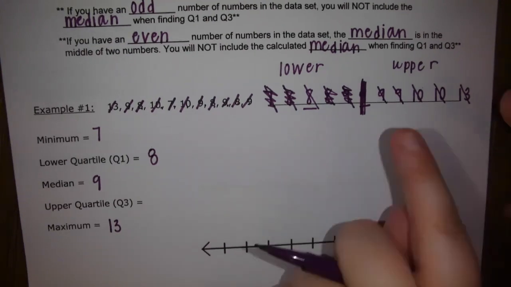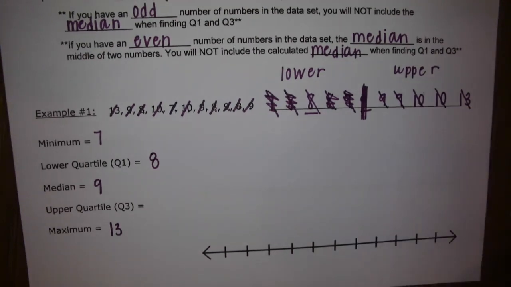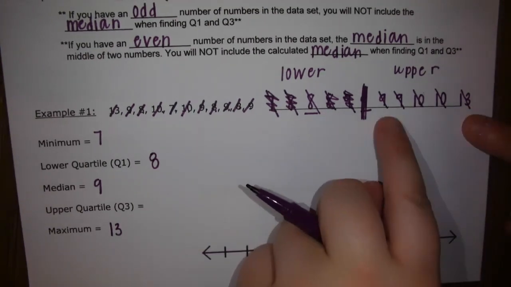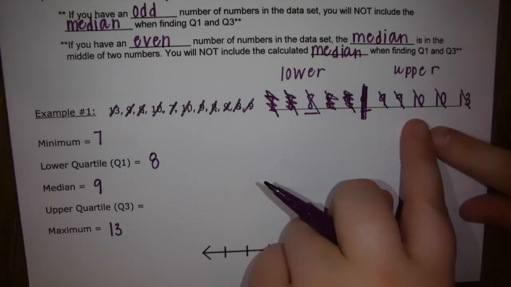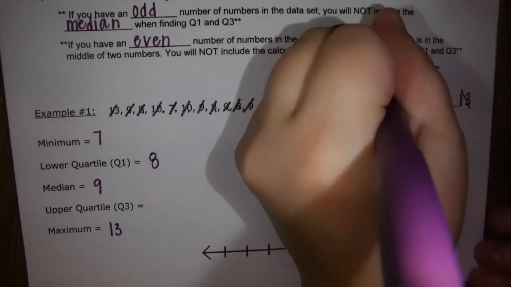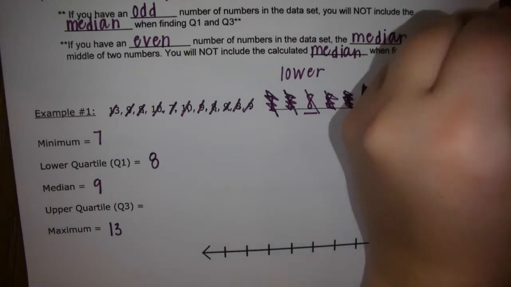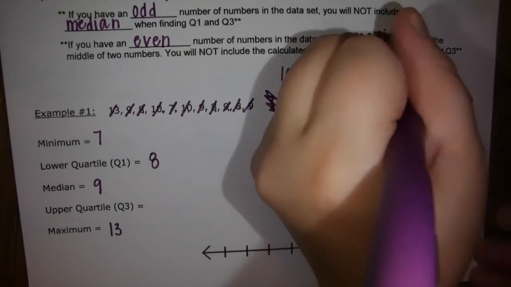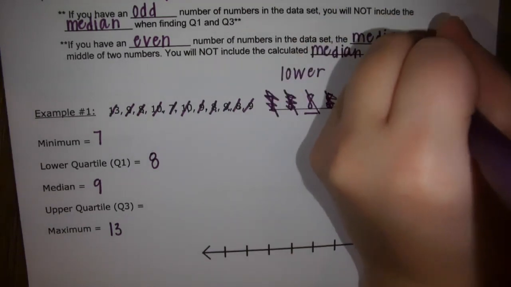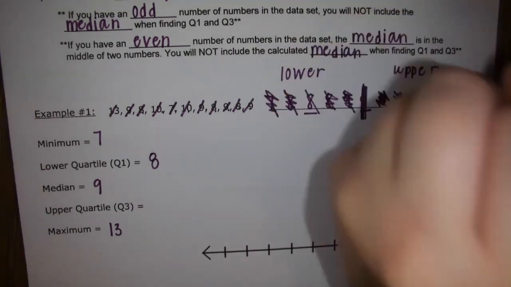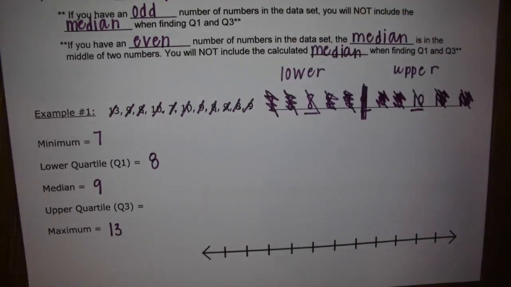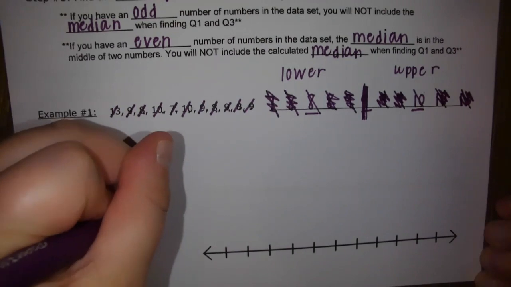Then I'm going to go to my upper half and do the same exact thing. So I need to find out what's in the middle of my upper half of data. So I'm going to get rid of my 9, then the 13, another 9, 10, boom. 10 is going to be my upper quartile.